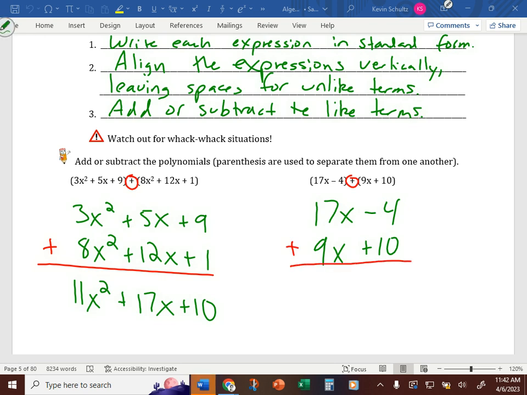And who's confident in what you get from this, Abby? 26x plus 6. Good. 26x, which is 17x plus 9x. And then negative 4 plus 10, Abby said plus 6. That's because negative 4 plus 10 is a positive 6. And that would be our answer.